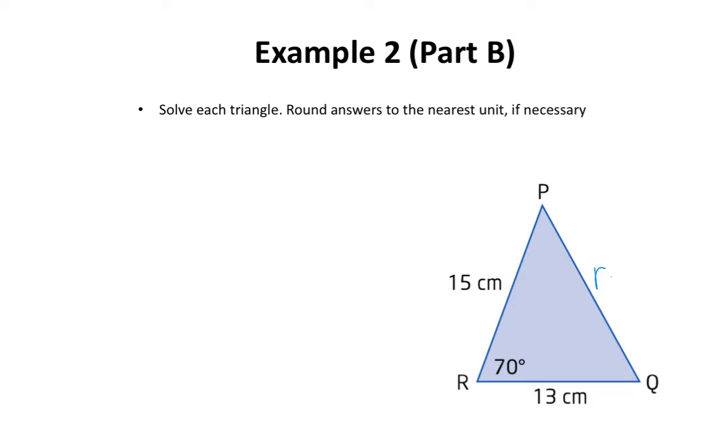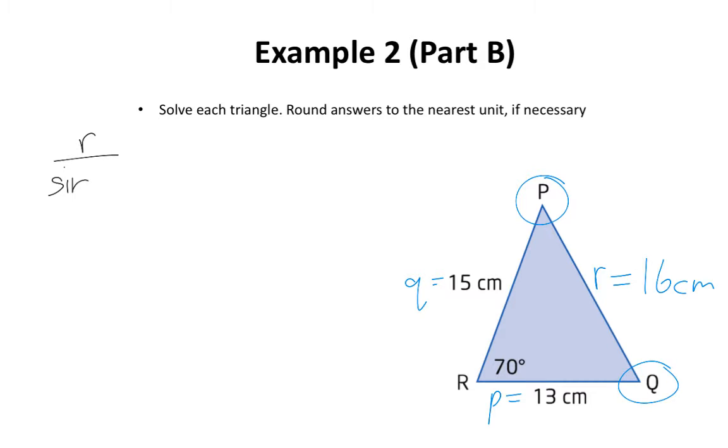We figured out what r was equal to. It was equal to approximately 16 centimeters. 15 centimeters is the side length of Q, and 13 centimeters is the side length of P. So right now, we want to try and figure out angle P and angle Q. Let's use our sine law. Again, we're not going to be using the variables A, B, and C. We are going to be using P, Q, and R.